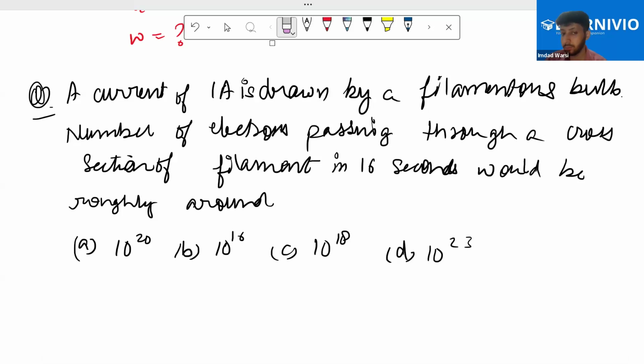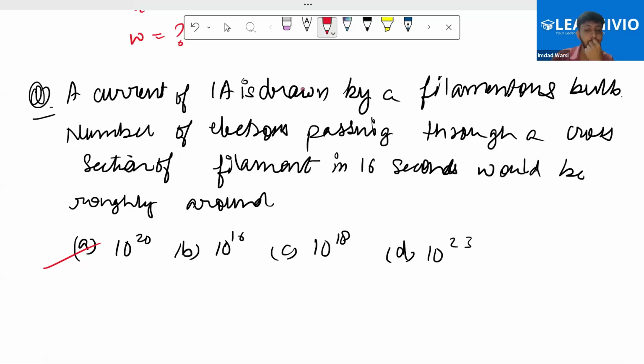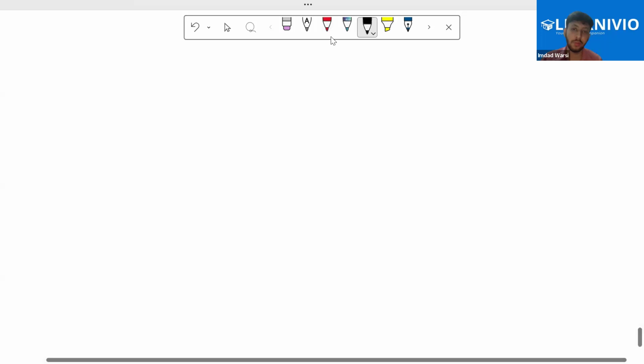So 10 to the power 20. Very good. How did you find it? By finding I is equal to Q by T, we saw Q is equal to 16 coulomb. By the equation Q is equal to NE, we saw before, I found 10 to the power 20. Okay. Good. I think your numerical part is almost nicely done.